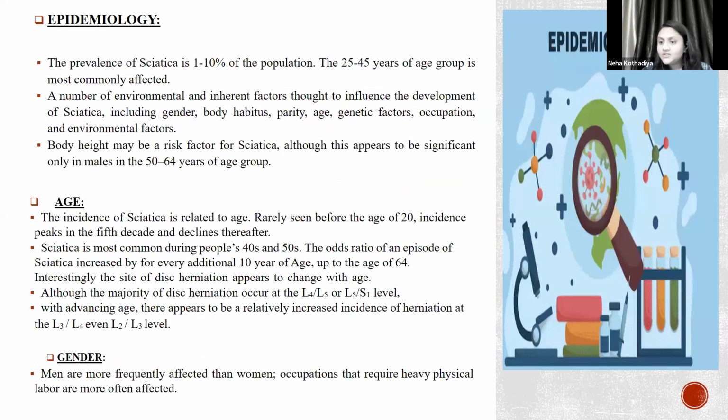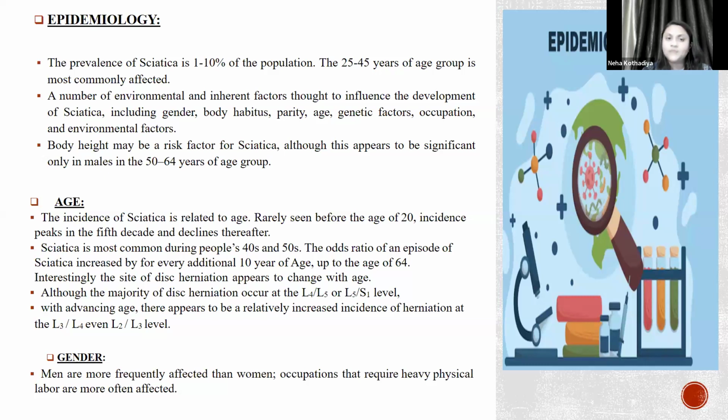Now, the epidemiology of sciatica. The prevalence of sciatica is 1 to 10% of the population, majorly in the age group of 25 to 45 years. A number of environmental and inherent factors influence the development of sciatica, including gender, body habits, parity, age, genetic factors, and occupation. Occupation plays a major role in the development of sciatica. Being constantly in a sitting posture or constantly in a standing posture may lead to sciatic complaints.